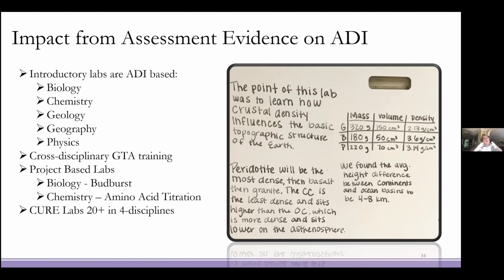So I think the broader impact of having an assessment that really measures what students can do and know, I can just say for our context, it had a profound impact.